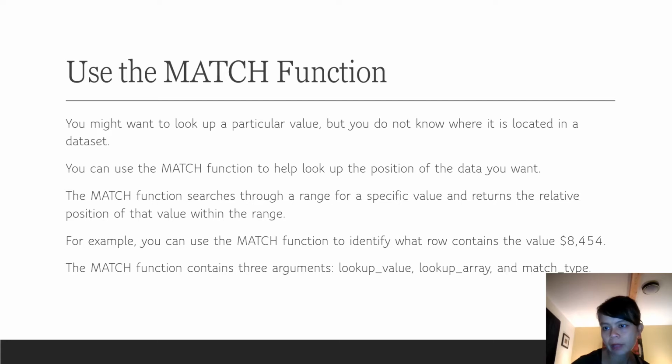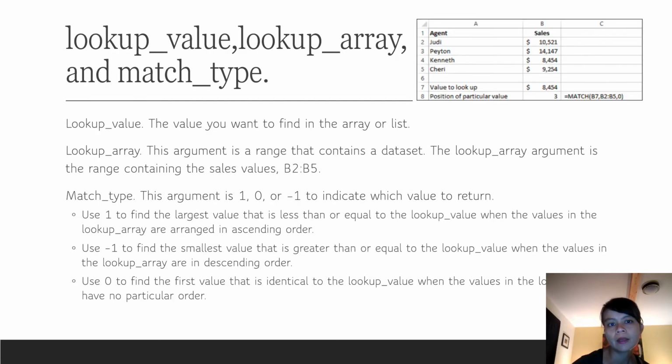Okay. So I have the value first. The value is the value that you want to find, so 8,454. You want to look for this value here, 8,454. The lookup array is the range that contains the data set, so it would be B2 to B5. So this column here. Somewhere in here, there's 8,454.